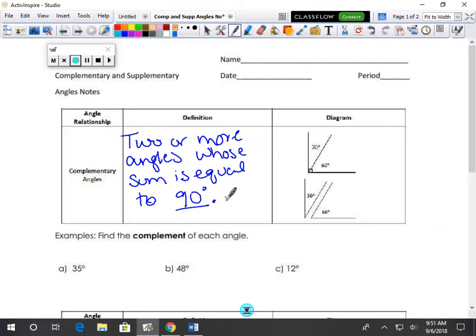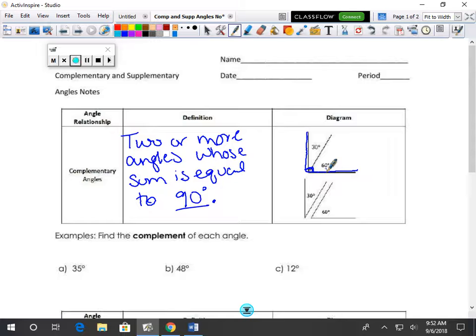Looking at the diagram, complementary angles can be two angles that are put together into one big angle. In this case we have a right angle, 90 degrees, and it's split into a 30-degree angle and a 60-degree angle. Of course we know if we add 30 plus 60, that gives us 90. So these two here are complementary angles.